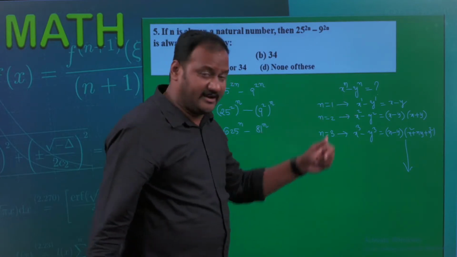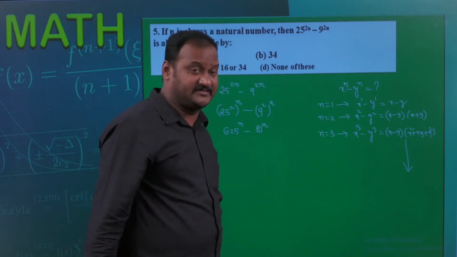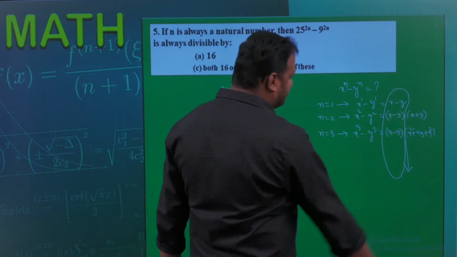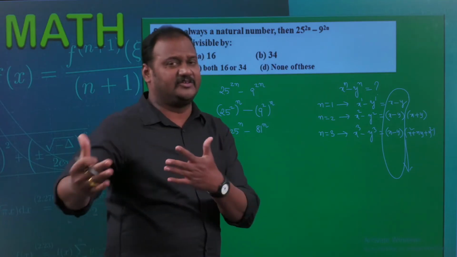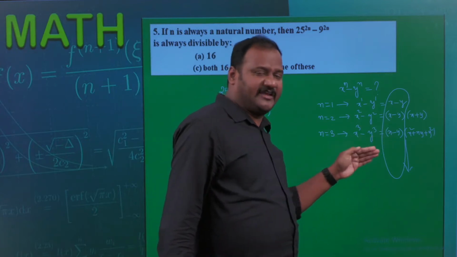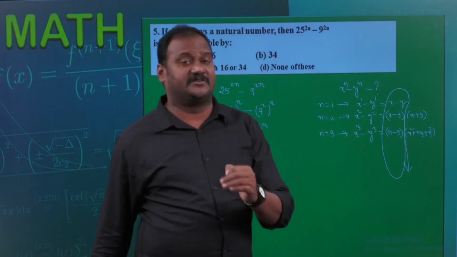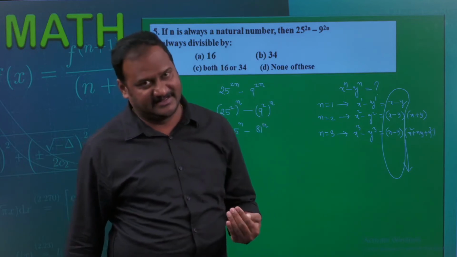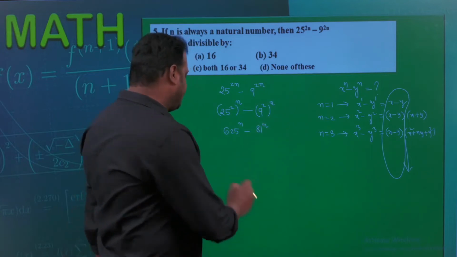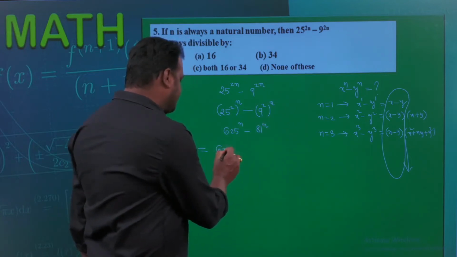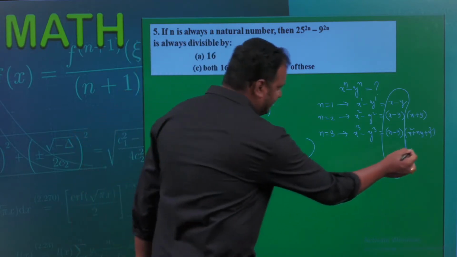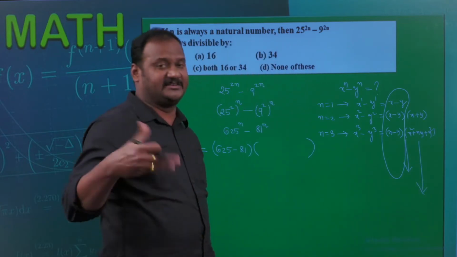But if you observe all these expansions of x power n minus y power n, the very first common factor is x minus y. And then you will have one more term. So it means x minus y is the common factor for every expression which is in the form of x power n minus y power n. Hope you understand. Now this is also in the form of x power n minus y power n. Can you write this one as x minus y? It means 625 minus 81 into something. What is that something? That is the second factor. That depends on the value of n.